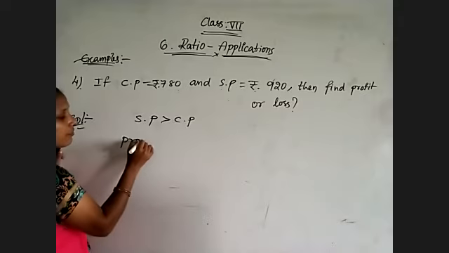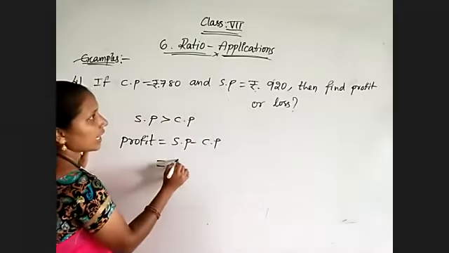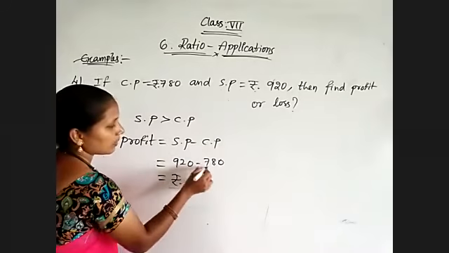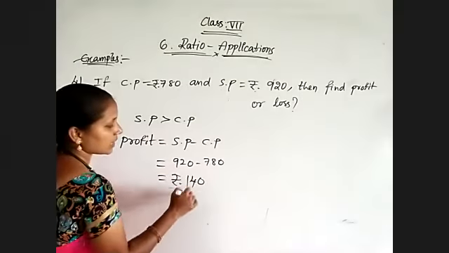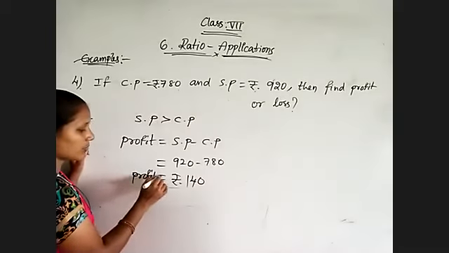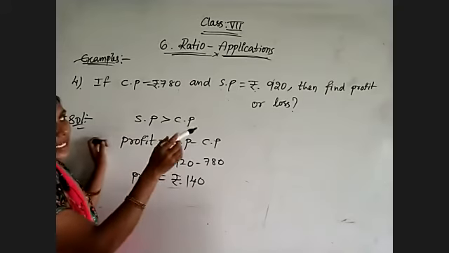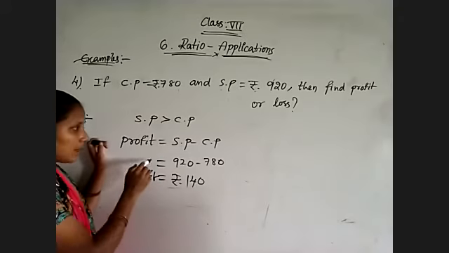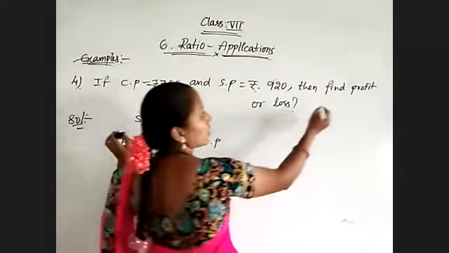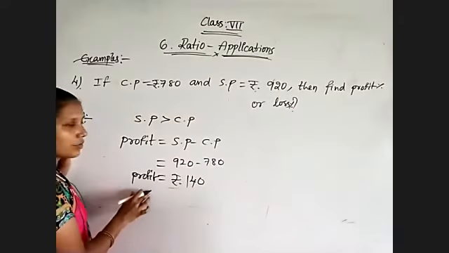The profit formula is SP minus CP, which is 920 minus 780 rupees, their difference, that's all. So what will we get? 12 minus 8 is 4 and 8 minus 7 is 1. So he is getting 140 rupees profit, which means this much amount he is getting more. And if the question asks to find profit percent or loss percent, then we need the percentage also. First we need to find profit, and after that profit percent. If they are asking for profit percent or loss percent, we compulsorily have to find profit first.